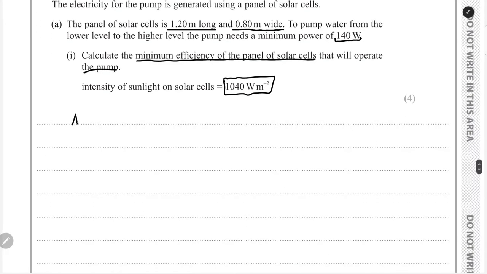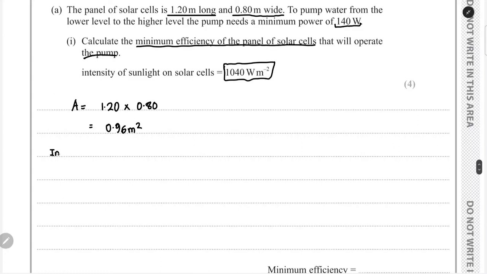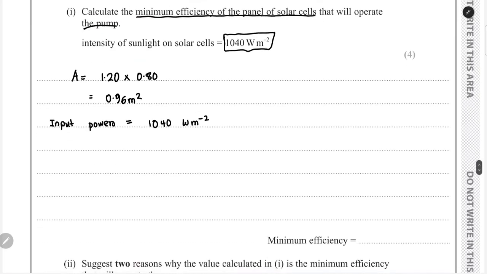The area of the solar panel is 1.20 multiplied by 0.80. This is a rectangle. Its area will be 0.96 meters square. The input power, total input power, will be the area multiplied by the intensity. The intensity of light is 1040 watt per meter square. We can work with this.